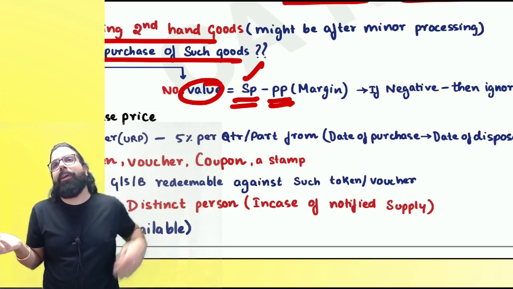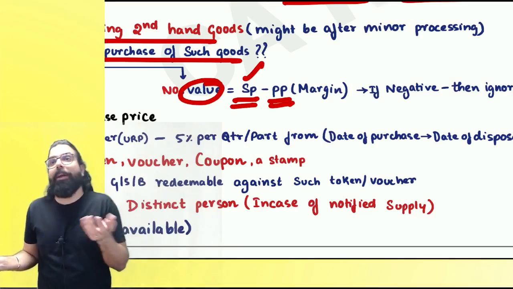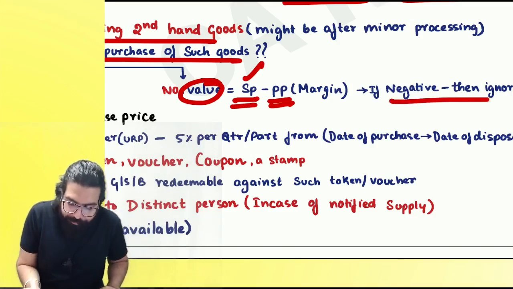Remember, I bought it for 5,000, sold it for 4,000. Then loss, so what GST to pay? You will not pay; you don't have to go ahead and pay.